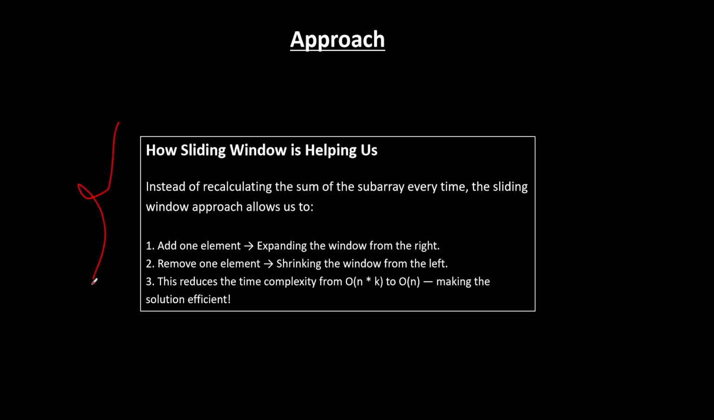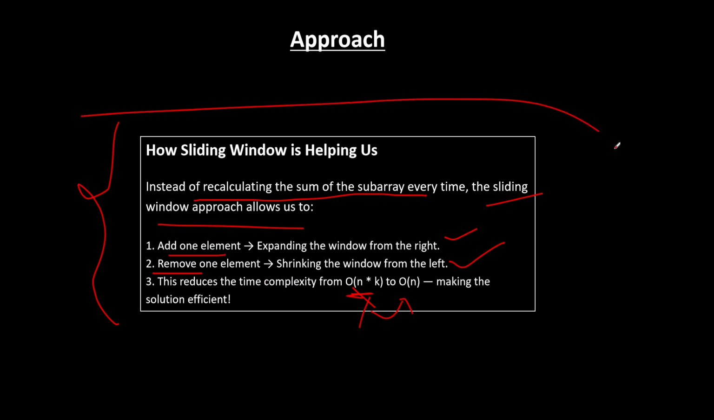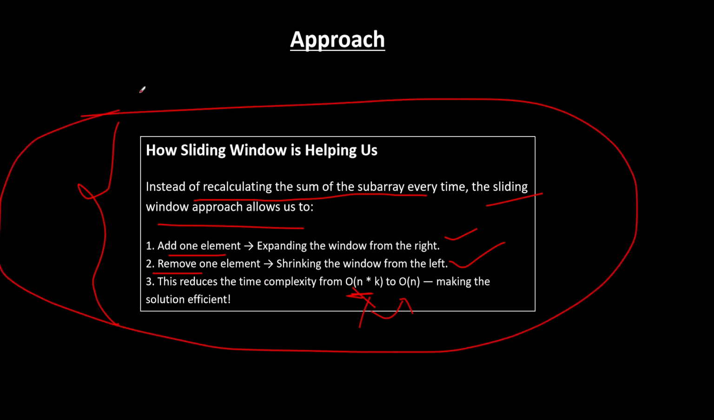Now, how is the sliding window helping us? I just want to recall it again. Instead of recalculating the sum of the subarray every time using O(n times k) complexity, the sliding window approach allows us to add one element to the right and remove one element from the left. So the complexity boils down to O(n). So this is the main reason for using sliding window. I hope you understood the concept of sliding window, how we are using it in our approach, and why sliding window is beneficial for us. Now let's move to the next slide.